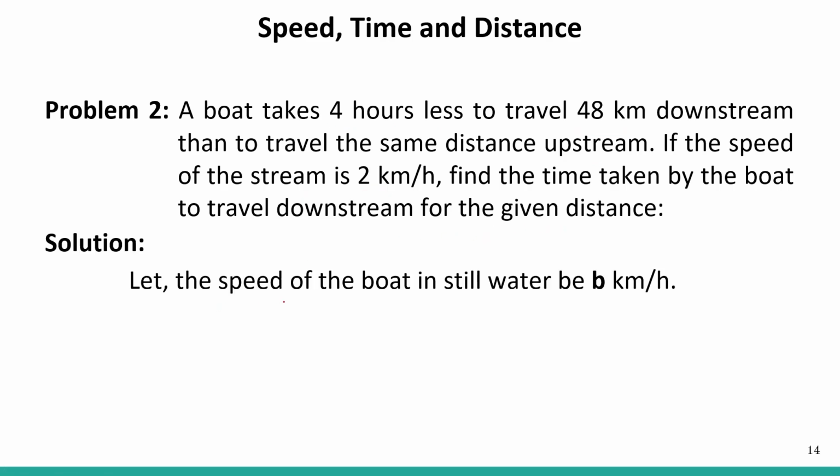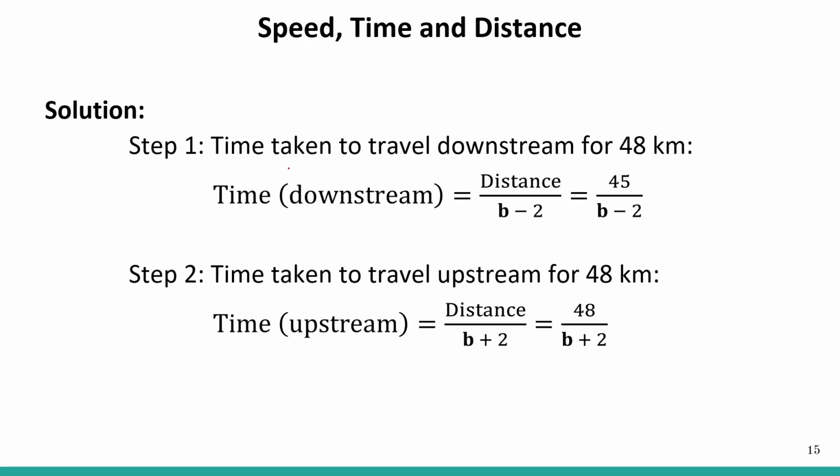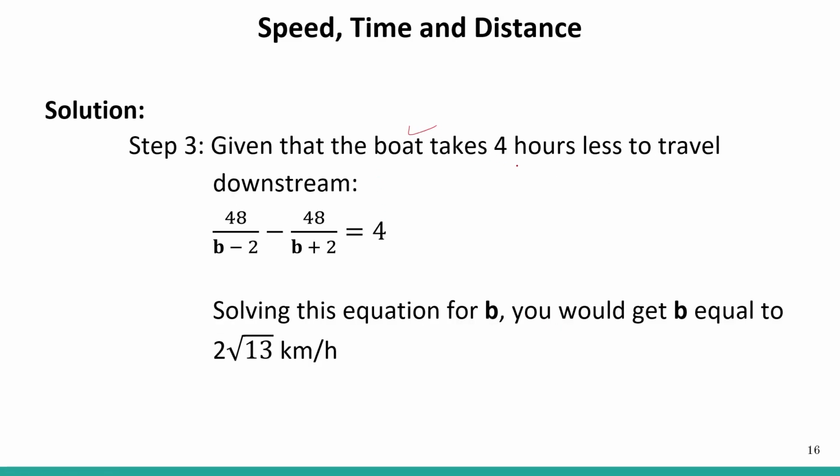Okay, so let the speed of the boat in still water be B km per hour. Okay, so time taken to travel downstream for 48 km will be what? Distance by B plus 2, that is equal to 48 by B plus 2. Okay, so time taken to travel upstream for 48 km will be what? Time upstream is equal to distance by B minus 2, because between B minus 2 and B plus 2 there is a difference of 4, and it is told to us that their difference is 4 hours. Okay, so 48 by B minus 2. Given that the boat takes 4 hours less to travel downstream, so subtracting these two, what we are left with is 4. Okay, this must be the case.